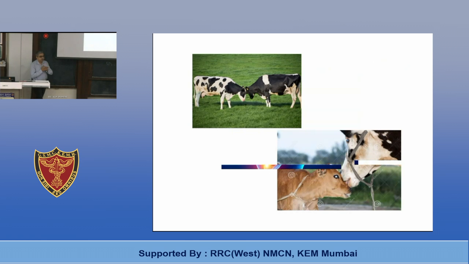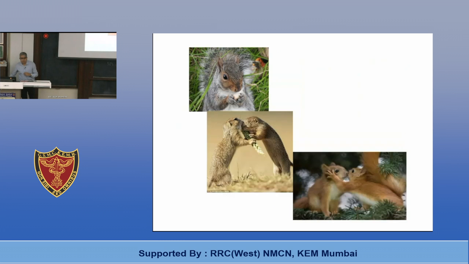When we talk about the upper limb, how are limbs different? What do you understand from this picture of two animals? What are they doing? They are fighting. Why do you fight? For food, for your protection.